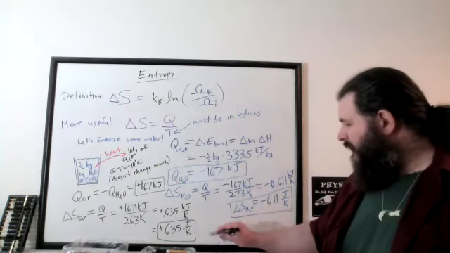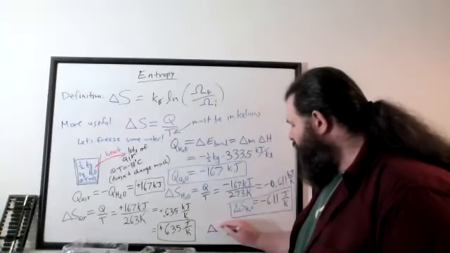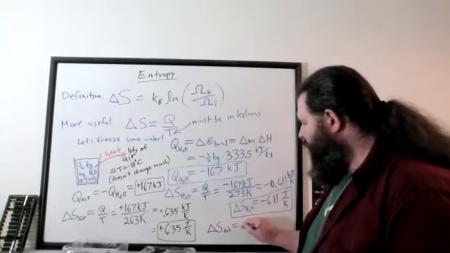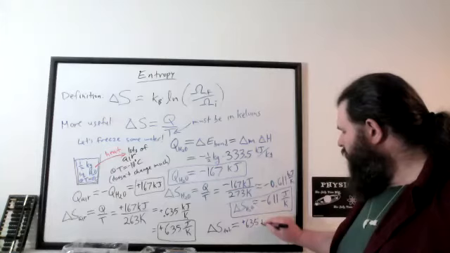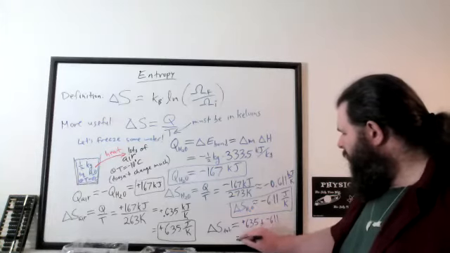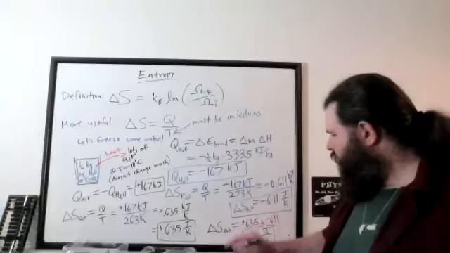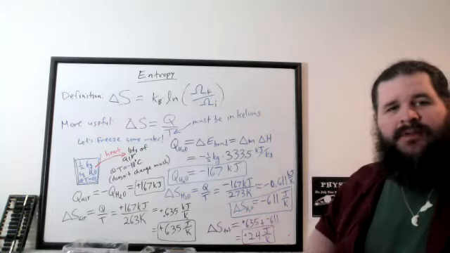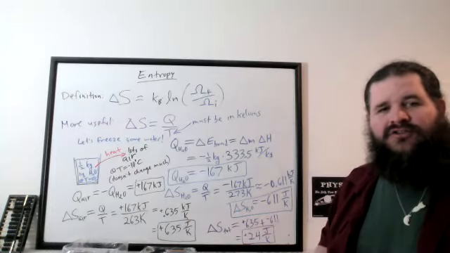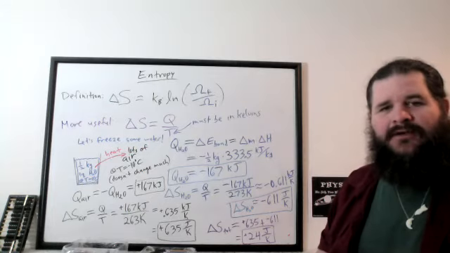In fact, we could even find delta S total here. If you wanted to know the total delta S of the whole system, we would just add these together. Positive 635 plus negative 611 would be positive 24 joules per Kelvin. So that would be the total change in entropy of the system. It's a small change overall, but it is positive, and that's the important thing. Overall, the entropy of this system is increasing. Delta S total is a positive value.